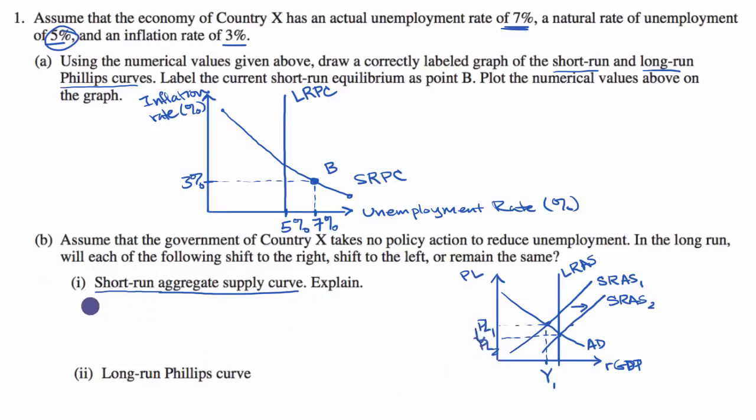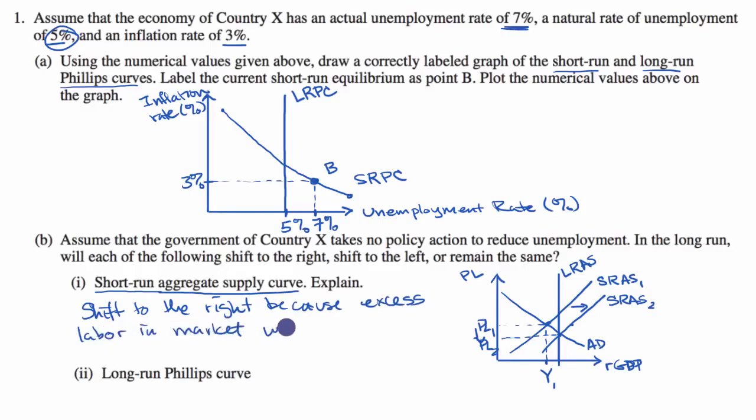So I would say it would shift to the right because excess labor in the market would work more for less. And then you could also see from this graph that the price level of labor would go down.